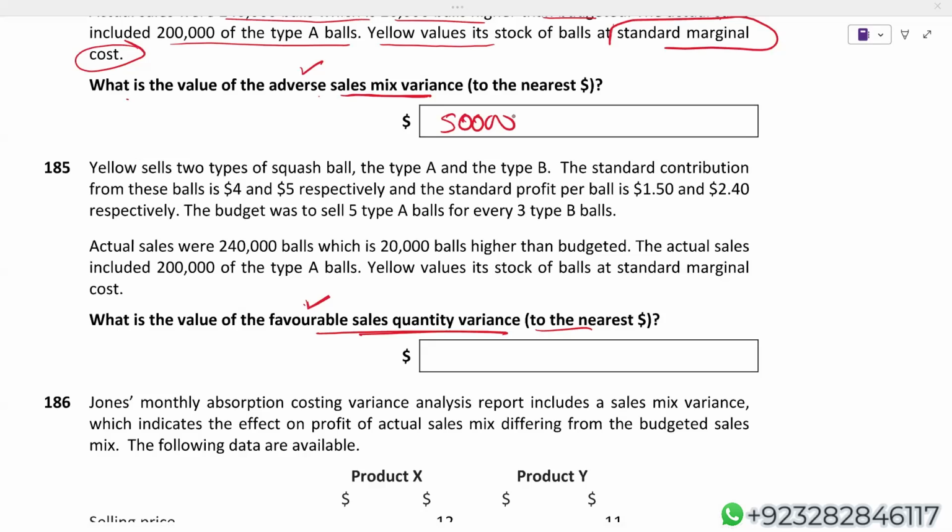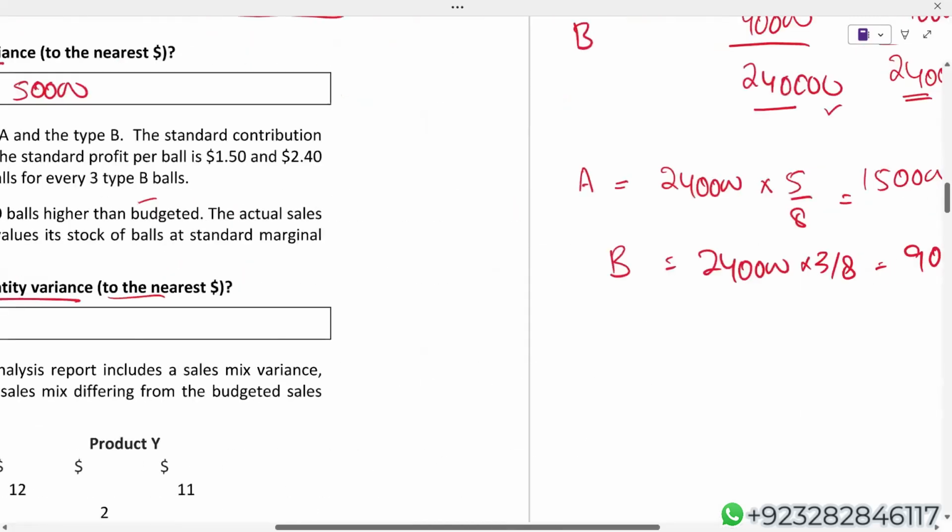Favorable sales quantity variance means, of course, your actual sales units are more than the budgeted sales units, and it is mentioned in the question as well. Actual sale is 2 lakh 40, which is 20,000 higher than budgeted. It means your budget was 220. Question 185.